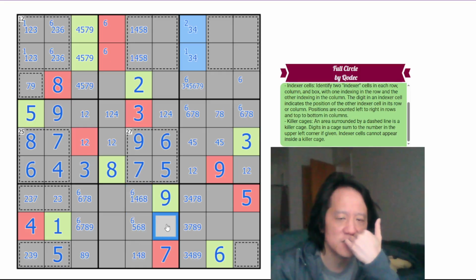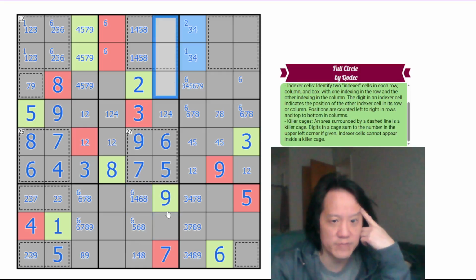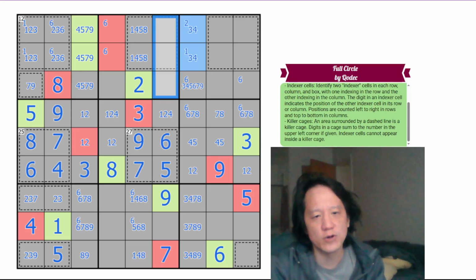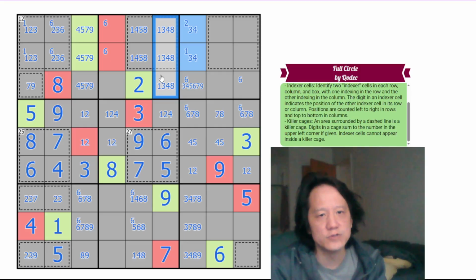Remaining digits in column 6. We have 1, 2, 3, 4, 8. This can't be 2 for any of those digits. This can't be 8. This cannot be 1 or 4, so this is 2, 3, or 8 here.